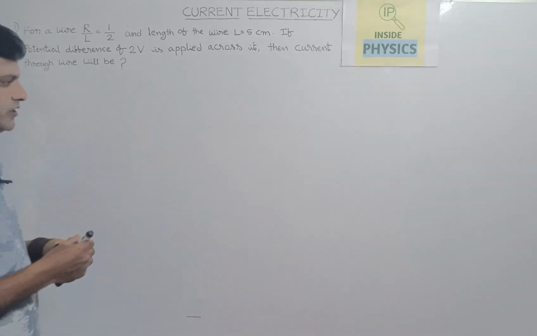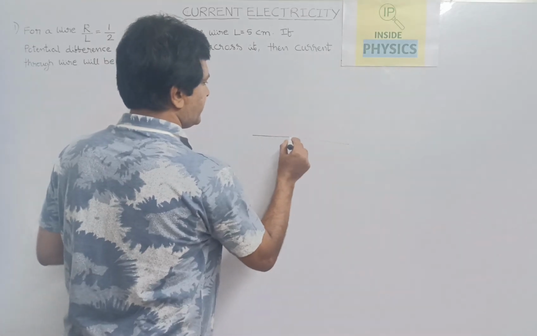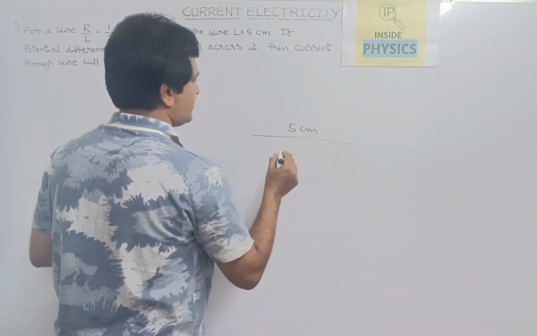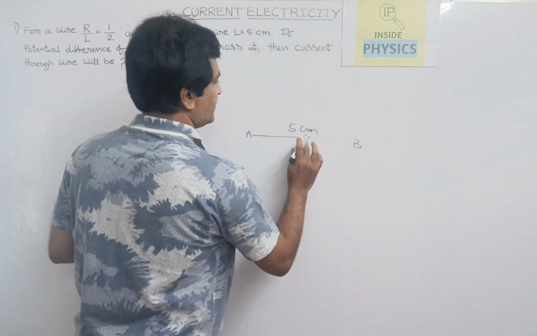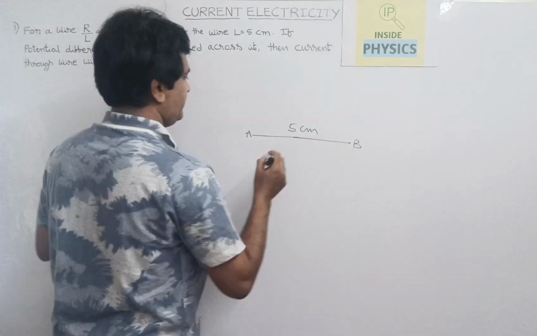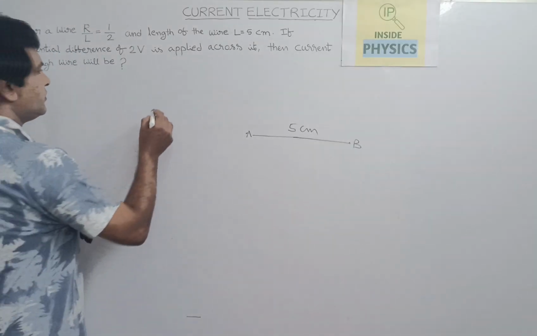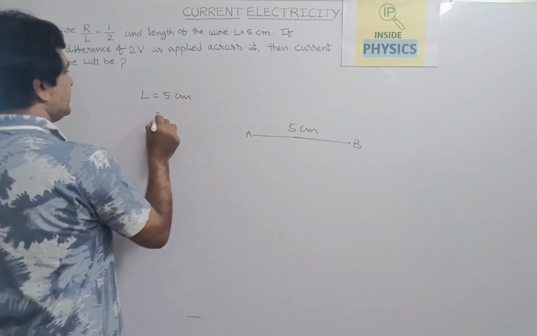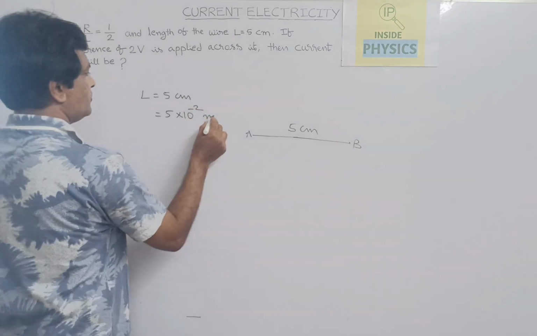be? Here there is a wire of length 5 centimeters. So 5 centimeters is the length of a wire, assume as AB. It is in centimeters, so we need to convert it into meters. So length is equal to 5 centimeters, that is equal to 5 into 10 to the power of minus 2 meters.